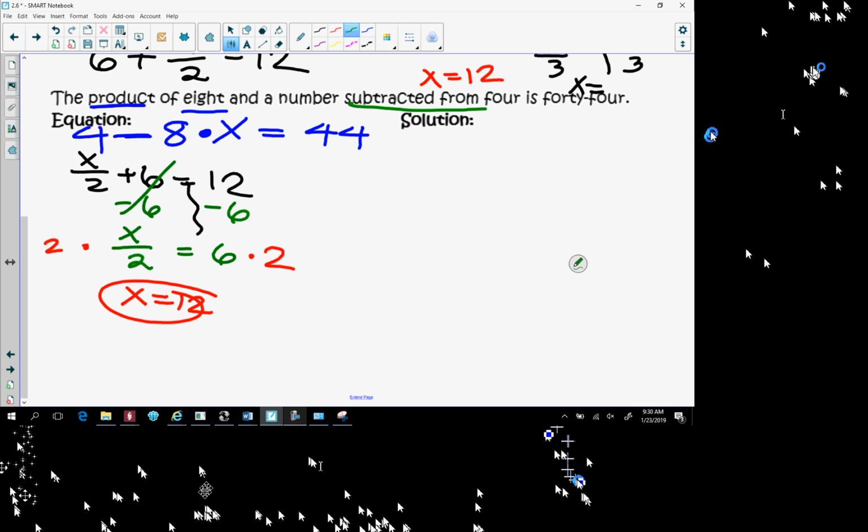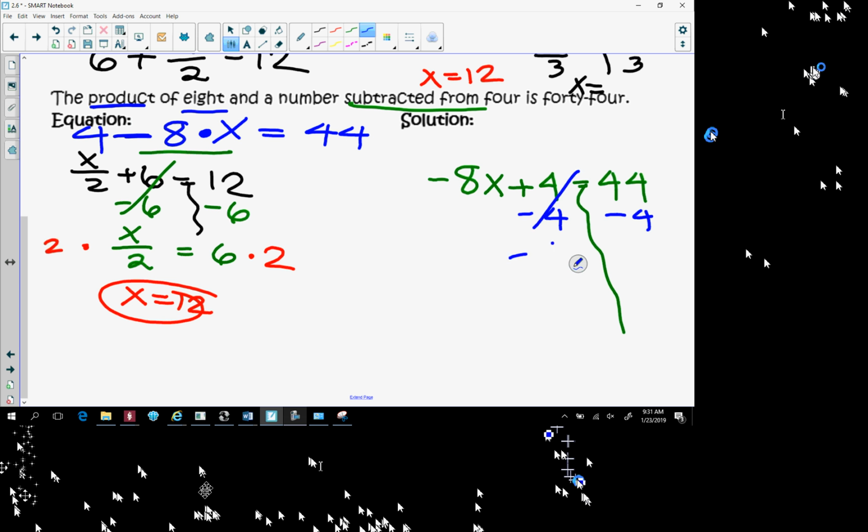And so now I can rewrite it. I know the negative is next to 8x because that's one term. Plus 4 equals 40. So now how do I get x by itself? Perfect. Subtract 4. You end up getting negative 8x equals 40.